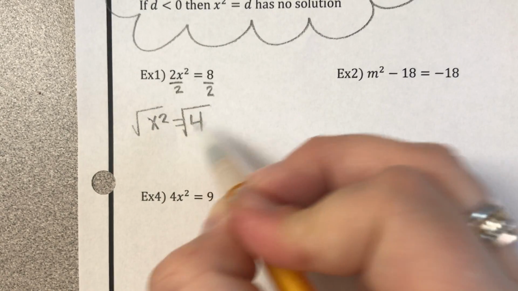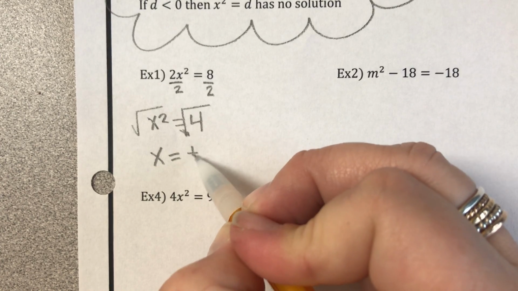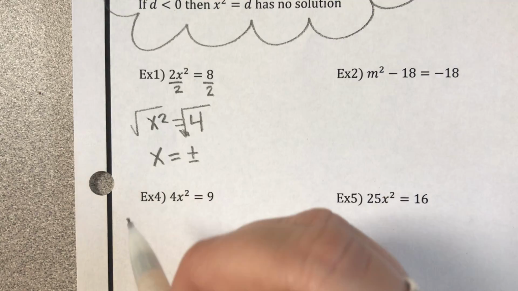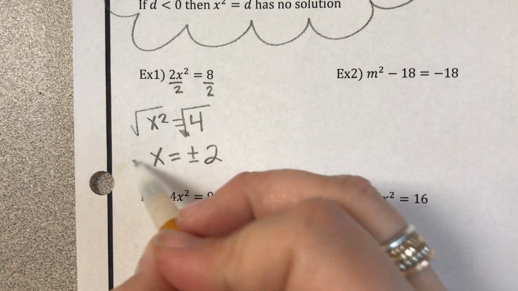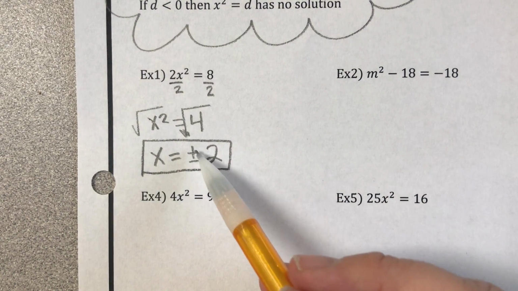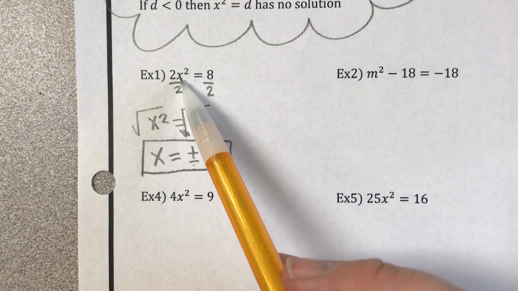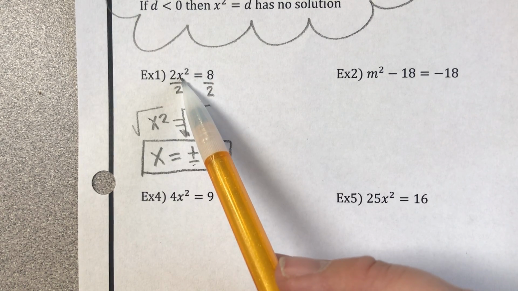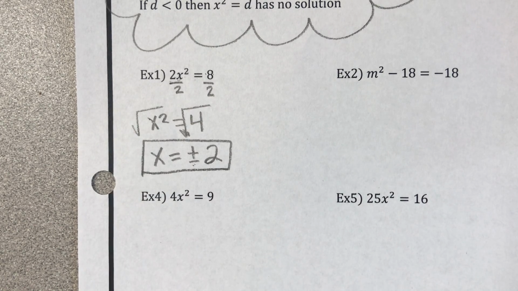When I take the square root of x squared, that gives me x, and then this could be plus or minus the square root of 4, or the positive or negative root of 4. So what's the square root of 4? 2. So my two answers are 2 or negative 2. If I put a 2 in here, 2 squared is 4. 4 times 2 is 8. If I put a negative 2, negative 2 squared is 4. 4 times 2 is 8.